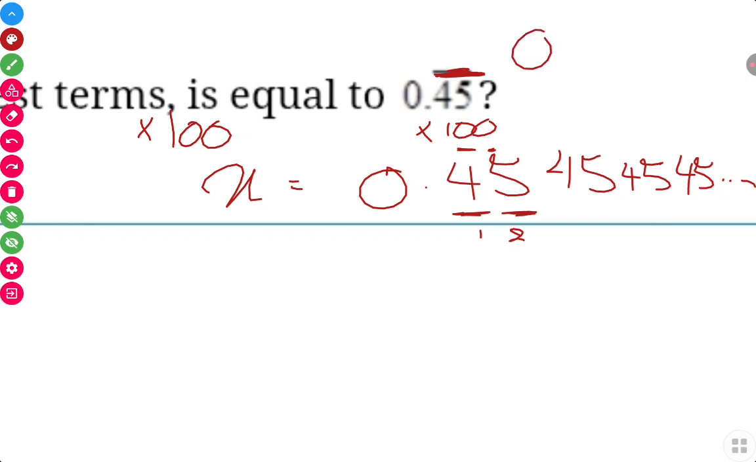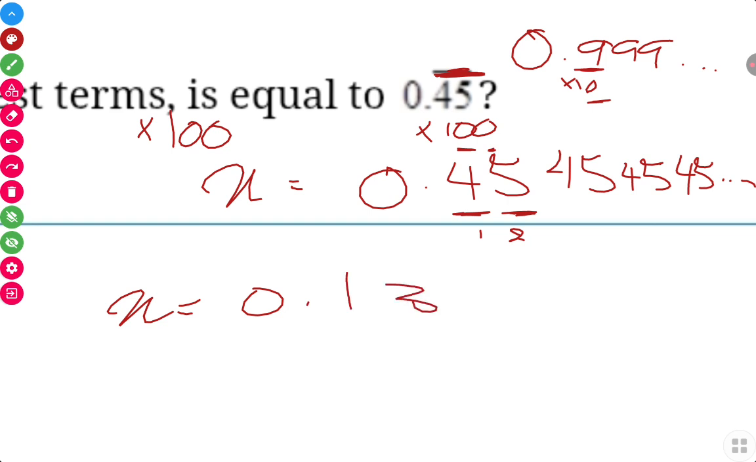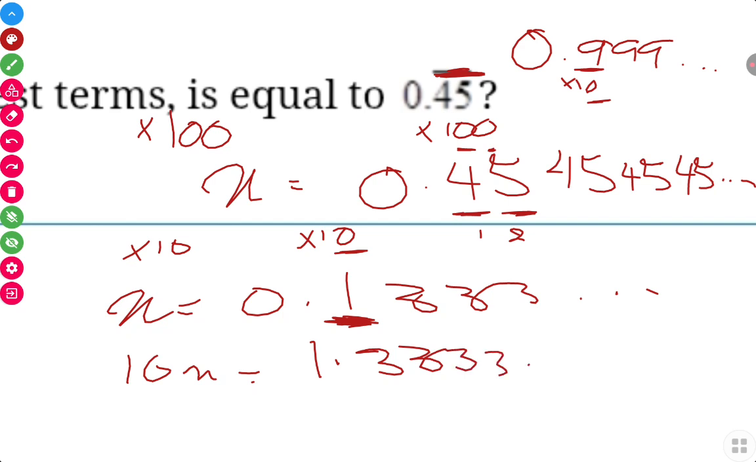If it was a number like, for example, 0.999 and so on, it would be times 10, because there's only 1 digit repeating, so 1 zero. And if it was, for example, x equals 0.13333, you're repeating 1 number, but there's also 1 number at the beginning. What you would do is times 10, so times by the number of digits that are on their own, that are not repeating. So there's 1 digit not repeating, so times by 10. You get 10x equals 1.33, and keep going.